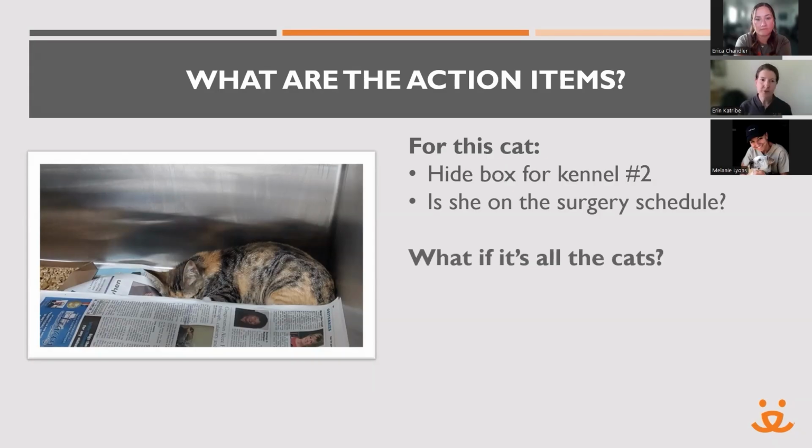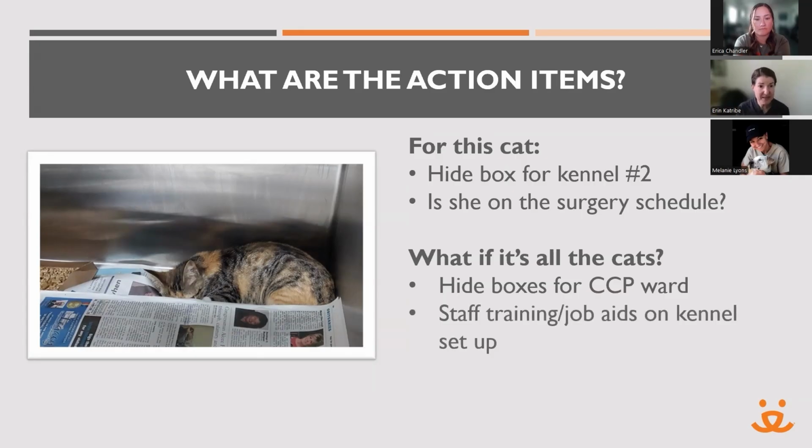And then what if we're in this room and this is the room where the cats are waiting for RTF and waiting for a spay neuter, what if all the cats in this room have a similar appearance? What are our action items then? One action item might be hide boxes for all the cats in the ward. And we can condense our list of action items and our instruction to, for example, our animal care staff by just saying all of the cats in the CCP ward need hide boxes. But can we even go bigger and can we think broader? Perhaps this is a staff training or job aid issue. Can we provide staff with better training that all cats need hide boxes?